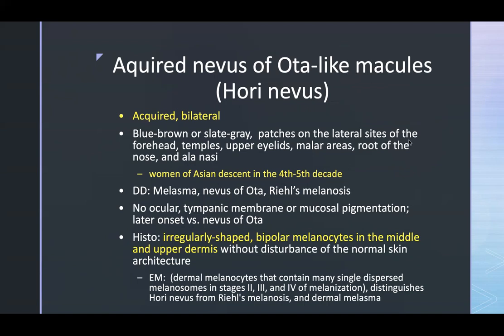Differential diagnosis includes melasma, as well as Nevus of Ota and Riehl's melanosis. They typically have no ocular, tympanic membrane, or mucosal pigmentation, and they often have a later onset versus Nevus of Ota. Histologically, you see irregularly shaped bipolar melanocytes in the middle and upper dermis without disturbance of the normal skin architecture. On electron microscopy, they show melanocytes that contain many single dispersed melanosomes in stages 2, 3, and 4 of melanization. This distinguishes Hori nevi from Riehl's melanosis and dermal melasma.